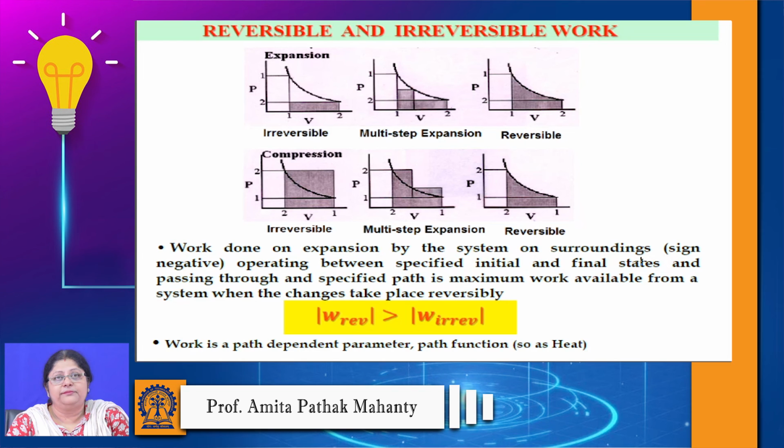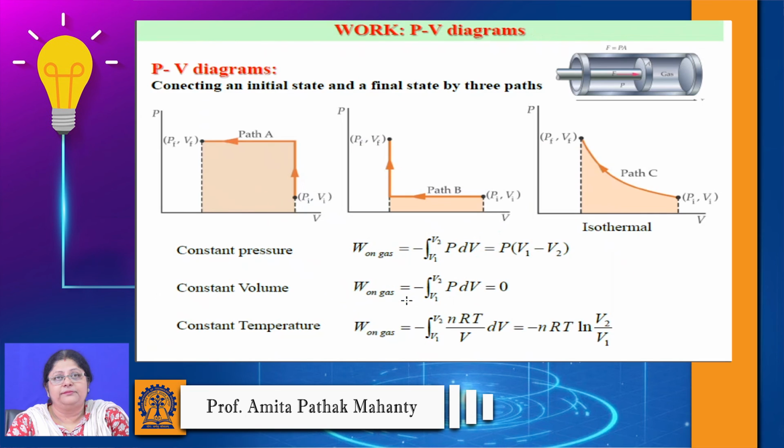The work done on expansion by the system on the surroundings is the work we are always looking into, and that will be maximum when you carry out the process reversibly. So let us see what sort of cycles we can have. Suppose we connect the initial and final state. What is the diagram going to look like?